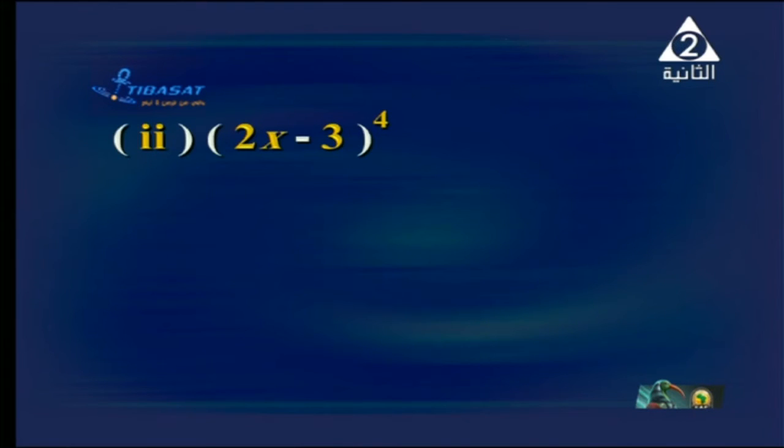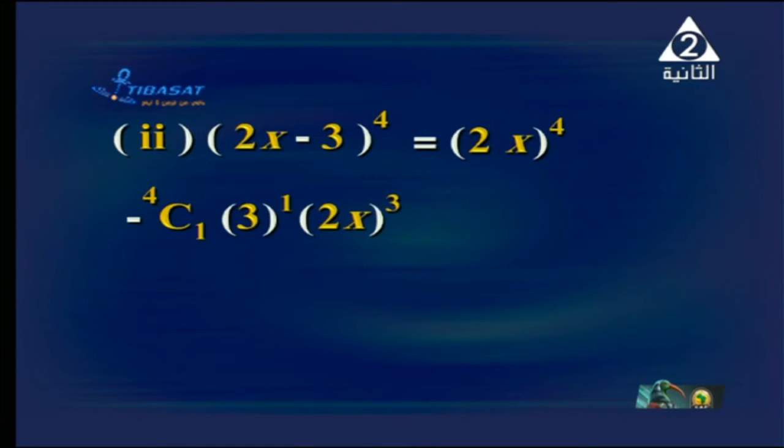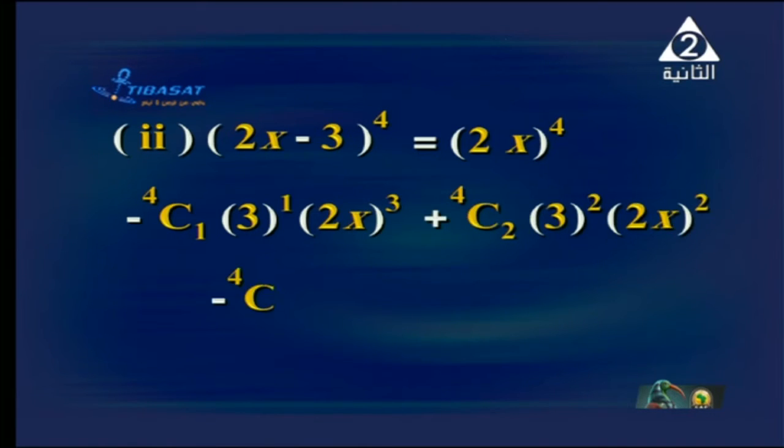Second, if we have (2x minus 3) to the power 4, how many terms, my dear student? Excellent student, 5 terms. By using the binomial theorem, (2x)^4 minus 4C1 times 3^1 times (2x)^3 plus 4C2 times 3^2 times (2x)^2, negative 4C3 times 3^3 times (2x)^1 plus 3^4.